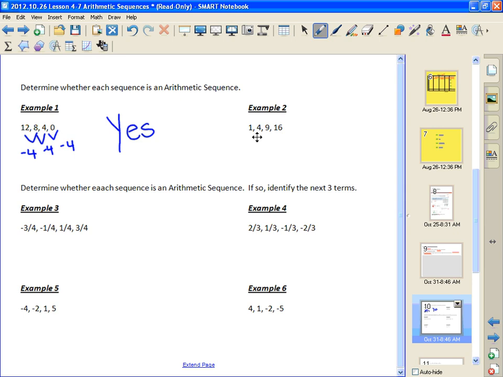Okay, so on example 2, what's the change from 1 to 4? What does it change by? 3. And then from 4 to 9, it changes by 5. And then from 9 to 16, it changes by 7. So is that an arithmetic sequence? Nope. It doesn't change by the same amount each time, so that one's a no.